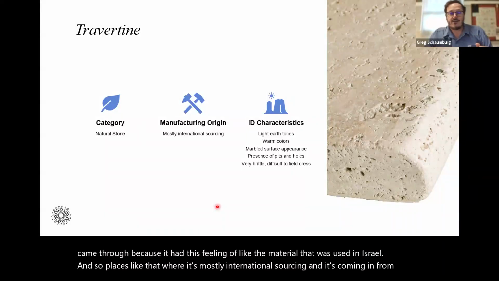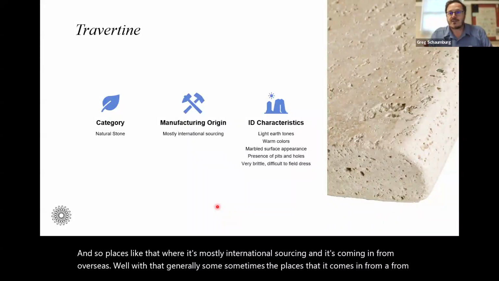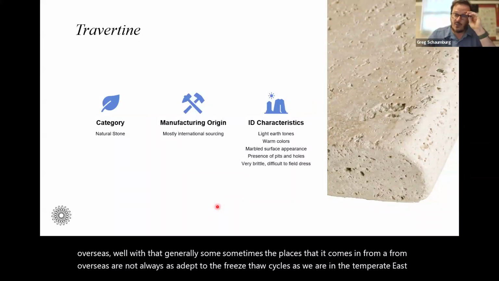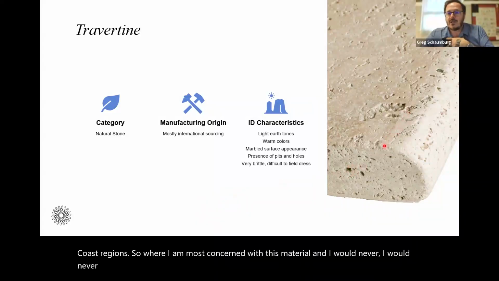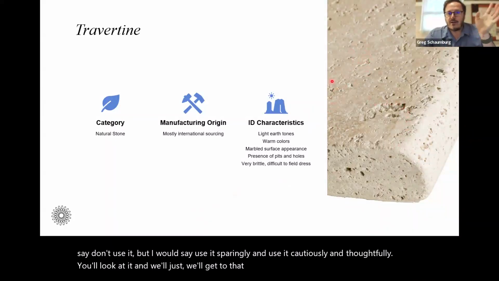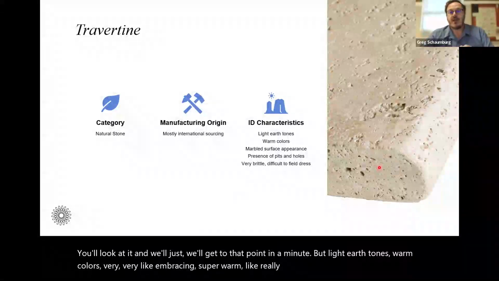Well, with that, generally, sometimes the places that it comes in from overseas are not always as adept to the freeze-thaw cycles as we are in the temperate East Coast regions. So where I am most concerned with this material, and I would never say don't use it, but I would say use it sparingly and use it cautiously and thoughtfully. You'll look at it, and we'll get to that point in a minute, but light earth tones, warm colors, very embracing, super warm, really wonderful looking material, very dense and very, very hard to work with.